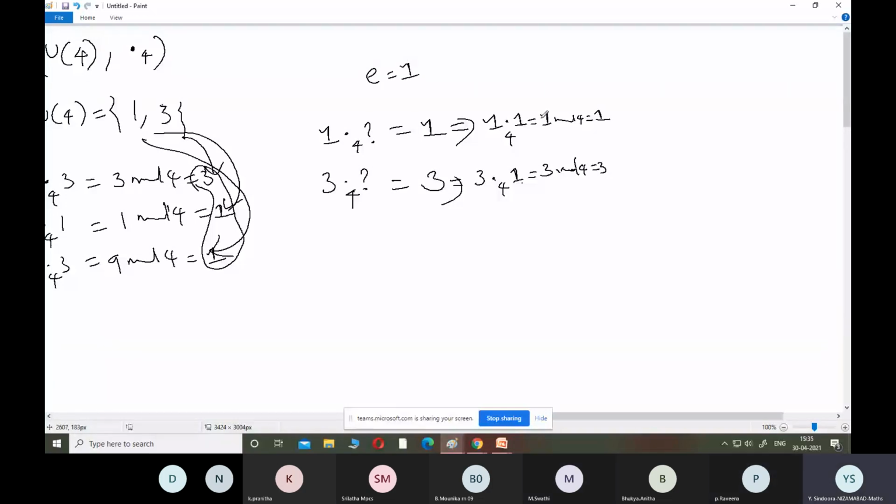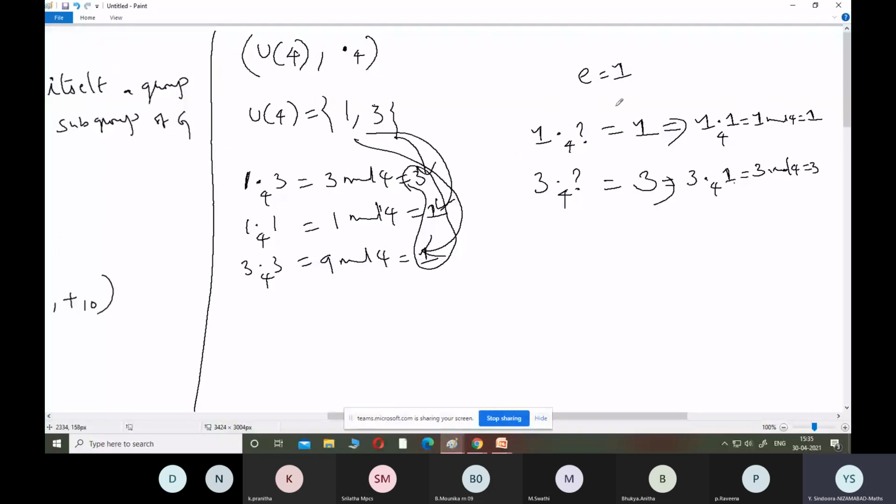So what did you observe? In the previous one we got the identity as 0, but here I'm getting the identity as 1. As the operation changes, the identity will change. Always remember, we can't say every time that 0 is the identity, or that 1 is the identity. It depends on the operation we are using. Are we clear, all of you? Yes, ma'am.